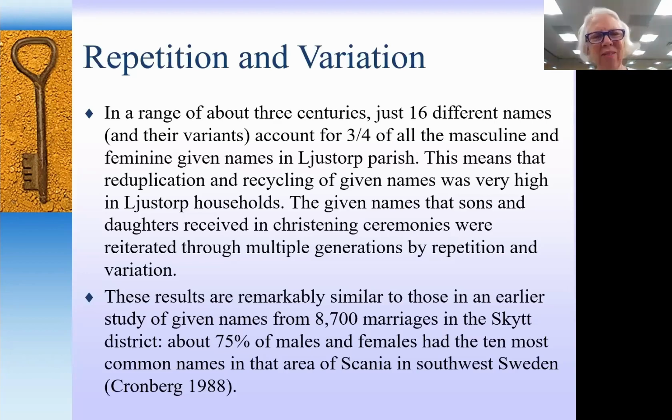And what's really pleasing to me is that these results are remarkably similar to those in an earlier study by Olaf Kronberg in 1988 of given names from 8,700 marriages in the Hult district. About 75% of males and females had the 10 most common names in that area of Scania in southern Sweden. So in southern Sweden, there's a parallel study that found similar data to what I found in northern Sweden. That was a nice confirmation of my research.